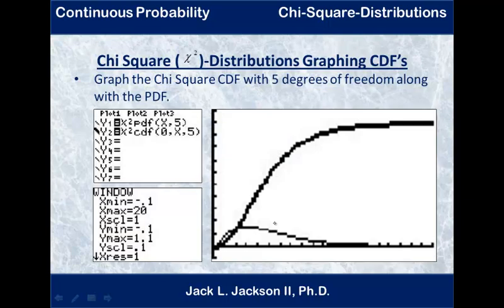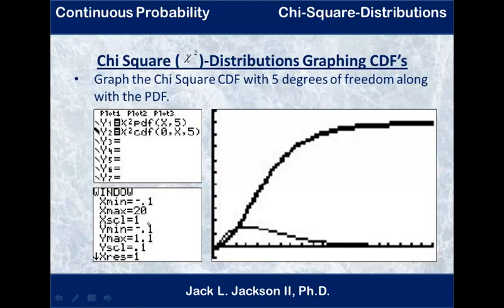So this is what it looks like here. The PDF I've got in Y1, chi-square PDF x, comma 5. And the chi-square CDF operates a lot like the T CDF or the normal CDF, where the input is lower than upper, and just like the T CDF, the last input is your degrees of freedom. So the syntax is just like the T CDF, except it's different. It's the chi-square this time.